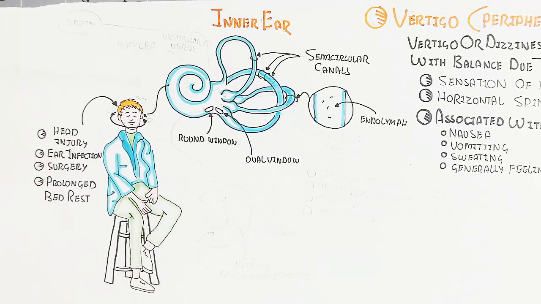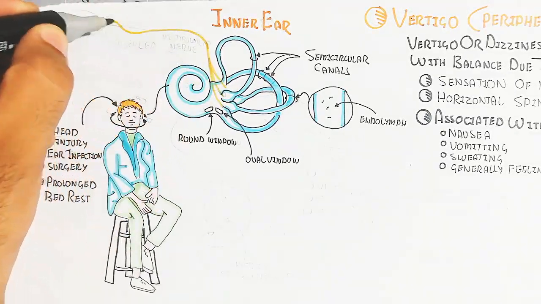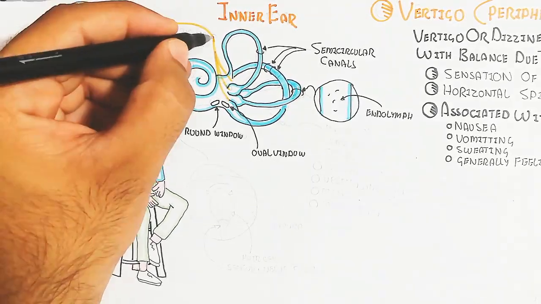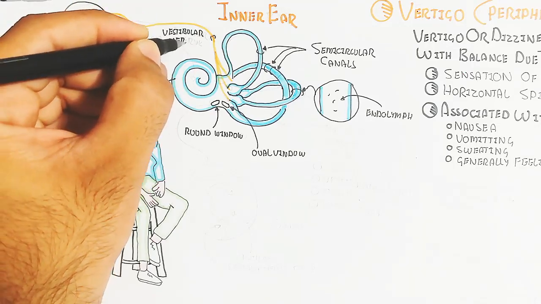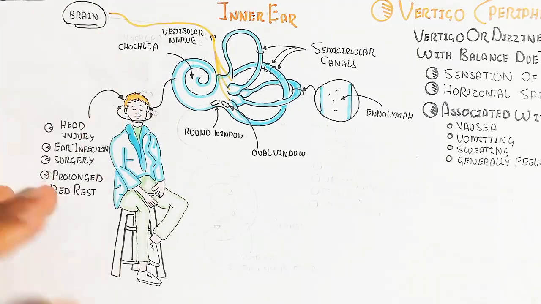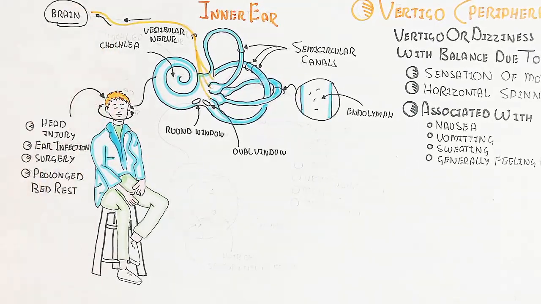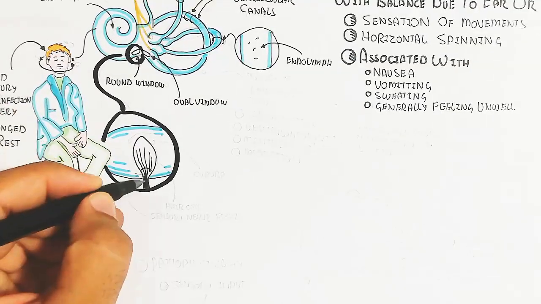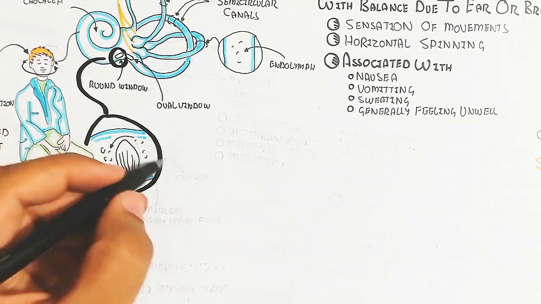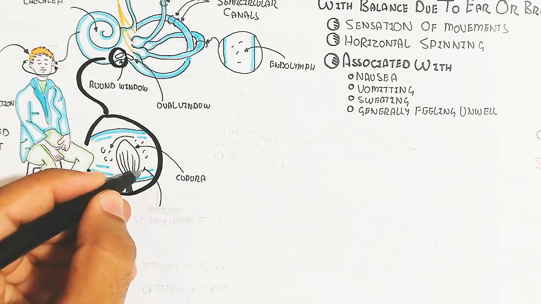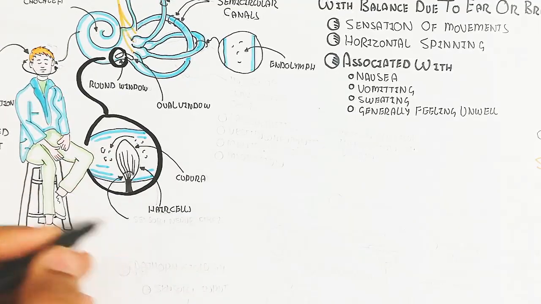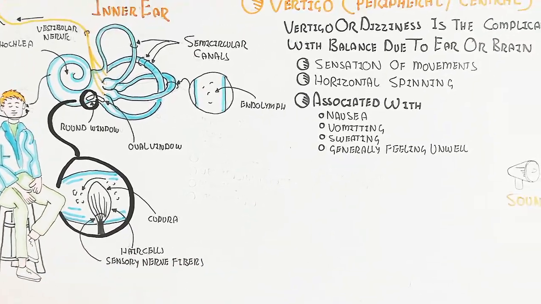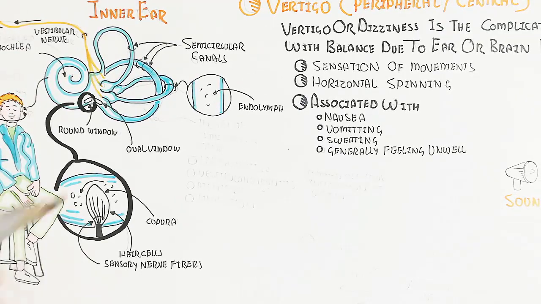This is the endolymph. Whenever the endolymph moves, the vestibular nerve, which is bound with the round window and oval window, transmits the signal toward the brain through a vestibular nucleus. We will discuss that also. The round window and oval window contain hair cells. These hair cells are cells containing sensory nerve fibers, and the upper part is the cupula.